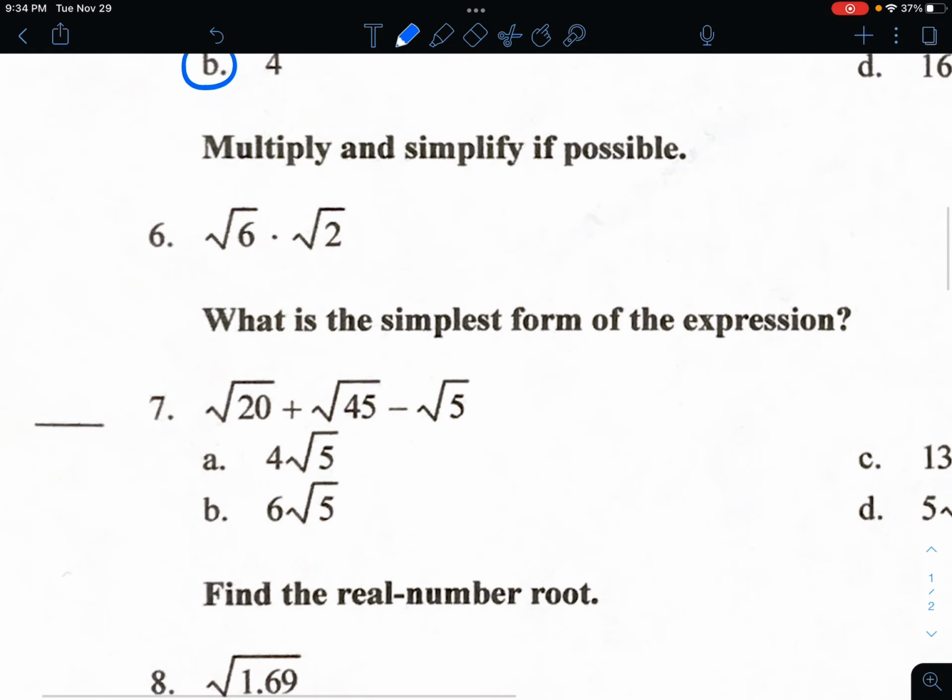Same thing on number 6. Number 6, if you do the square root of 6 times the square root of 2, right? We're multiplying those two together. Your calculator is going to tell you the answer is 2 square root of 3.